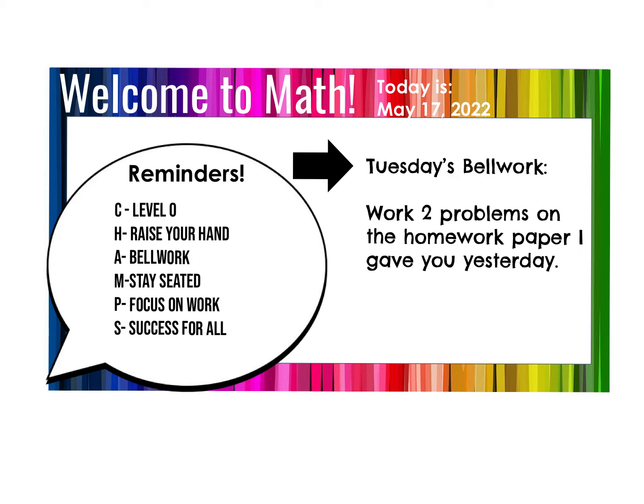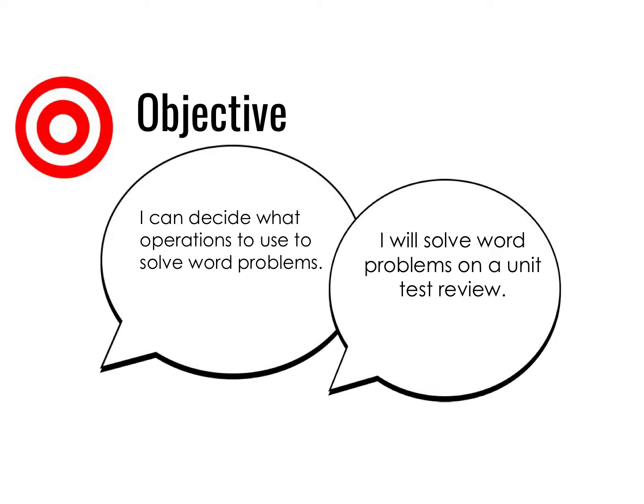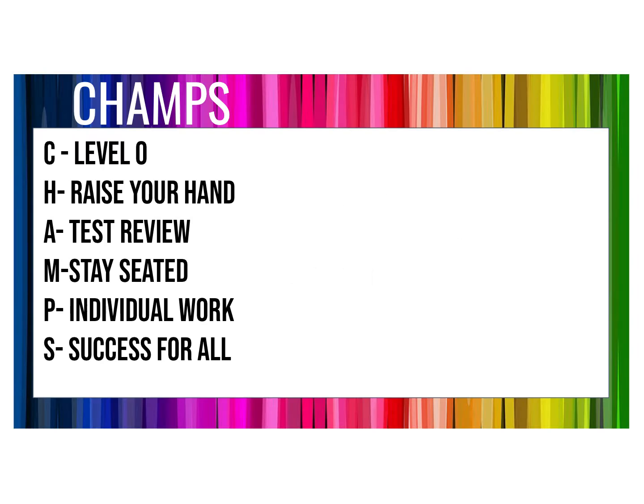Good afternoon. Today is Tuesday, May 17th. Your bell work for today is to work 2 problems on the homework paper that I gave you yesterday. Your essential question is, how can I solve word problems? Your I can statement is, I can decide what operations to use to solve word problems, and I will solve word problems on a unit test review.